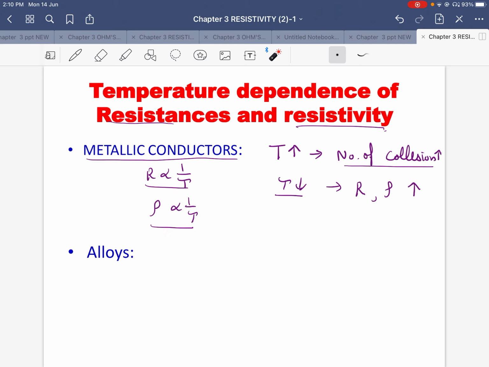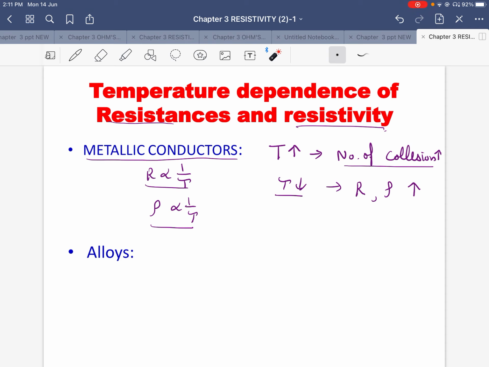So we can say resistance and resistivity of a metallic conductor will increase with increase in temperature. Means resistivity of metallic conductors is directly proportional to temperature.